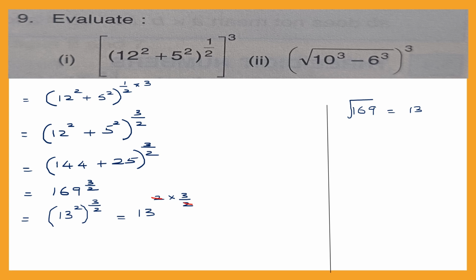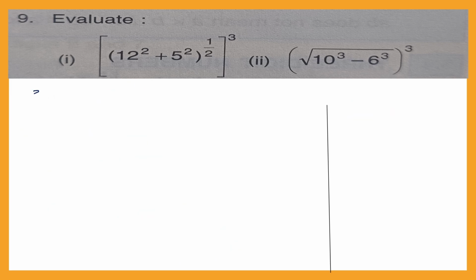So now what does this become? This is simply 13 raised to the power of 3, which is 13 into 13 into 13. 13 into 13 is 169. 169 into 13 is 2197. So this is the answer to the first question, 2197. So let's do the second question.